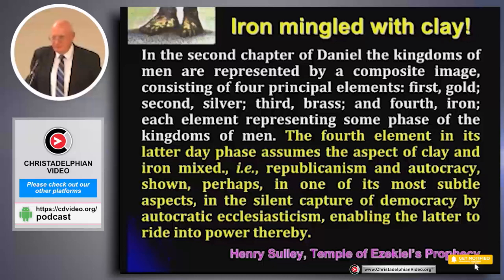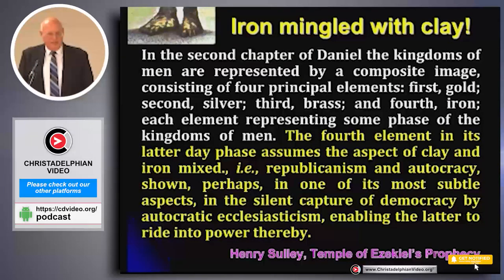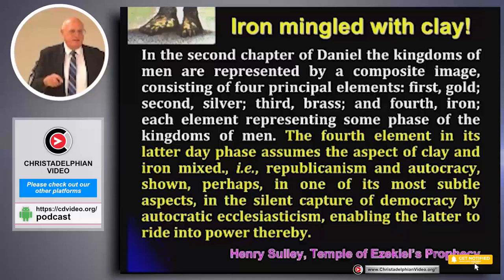Two years of COVID will tell you that. Times of trouble change things very rapidly, and that's going to happen all over again. We're going to see the silent capture of those democratic states by the influence of the papacy on behalf of the Russian power. That's what Brother Sully is saying. That's how you're going to get your feet formed.